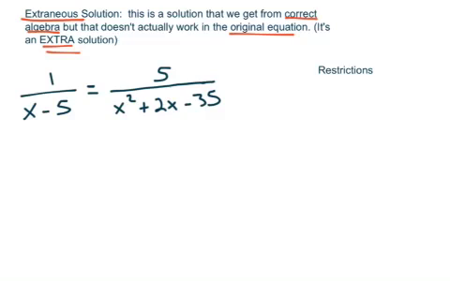Okay, so here's our problem. Remember that we want to do our restrictions. So the first thing I'm going to do is look at my two denominators. I have an x in that denominator, and the x value that will make that denominator equal to 0 is a 5, because 5 minus 5 is 0.